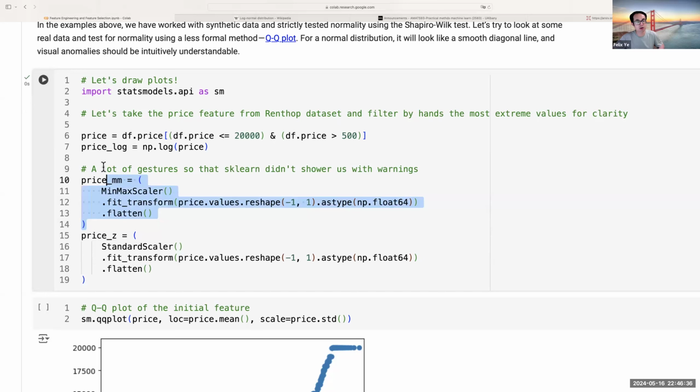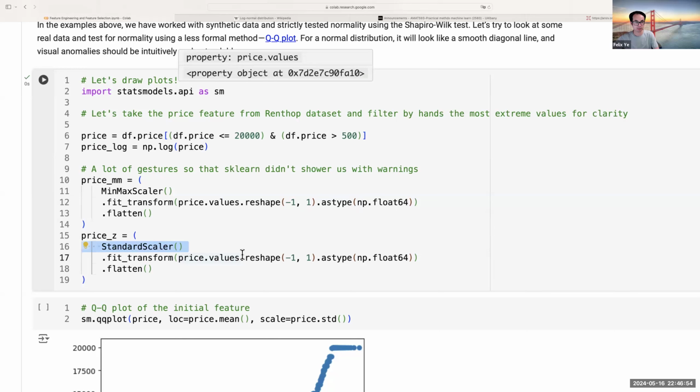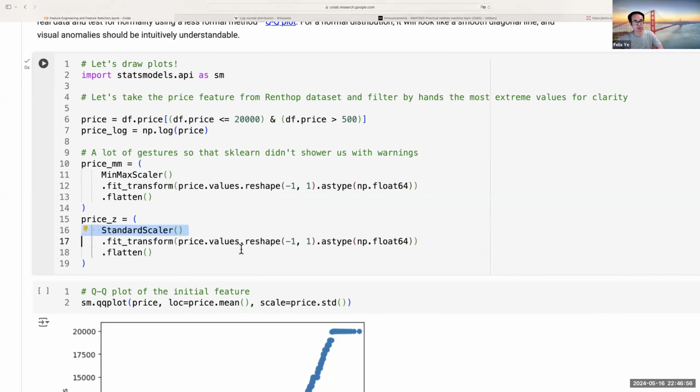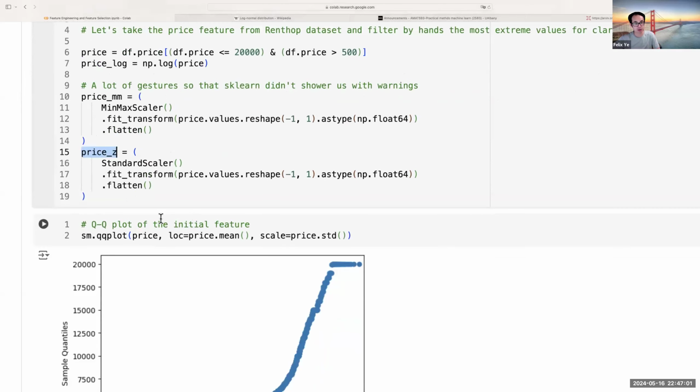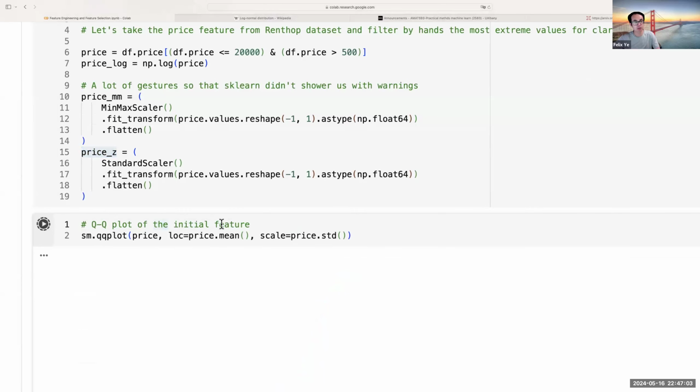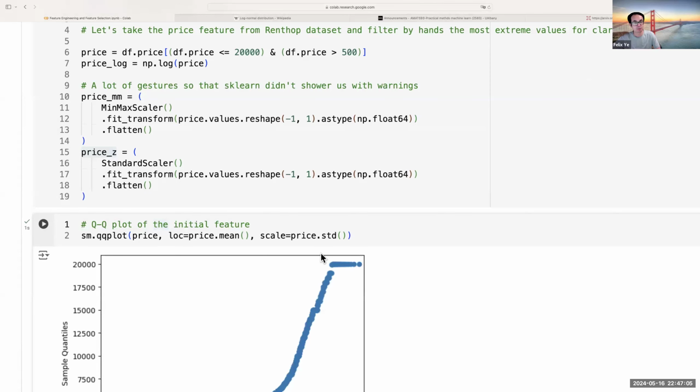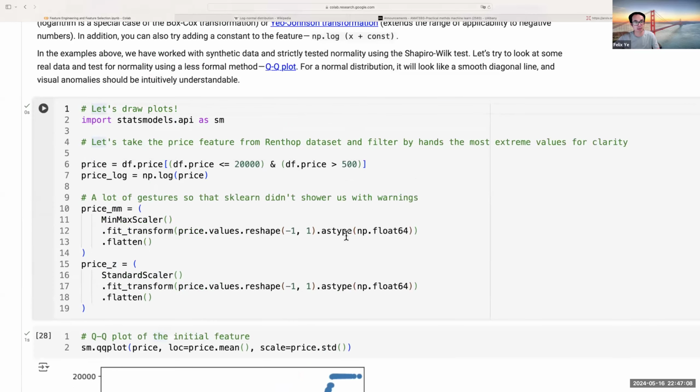So what we do here is we're going to create this pipeline. The pipeline is I'm going to take this and a minimax scalar, and for the price, I'm going to apply the standard scalars for that. So this is minimax, this is z transformations. So we can do this QQ plot for that, and for the price here we're using the price.